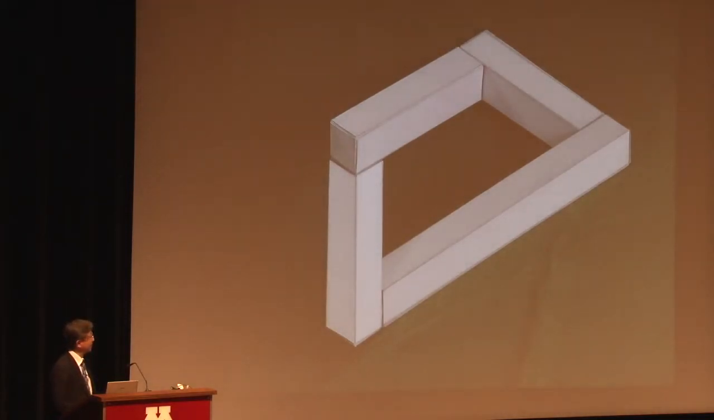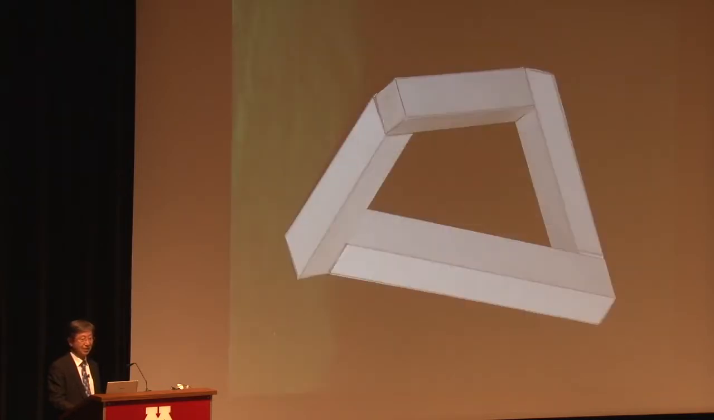Next, this is an object made using the third trick. Because we don't use the discontinuity trick, any part which looks connected is actually connected, and we don't use the curved surface trick, and so every face is planar. But still, we can construct the Penrose rectangle. The trick can be understood if we see it from different directions.